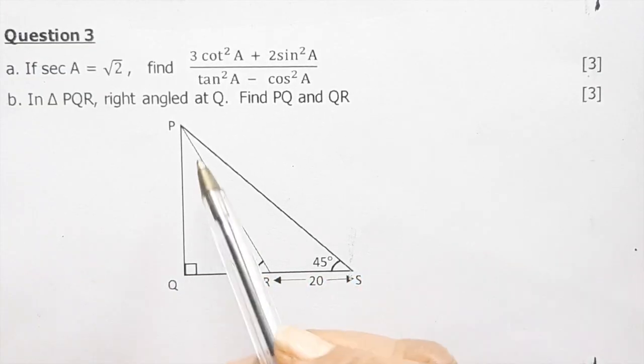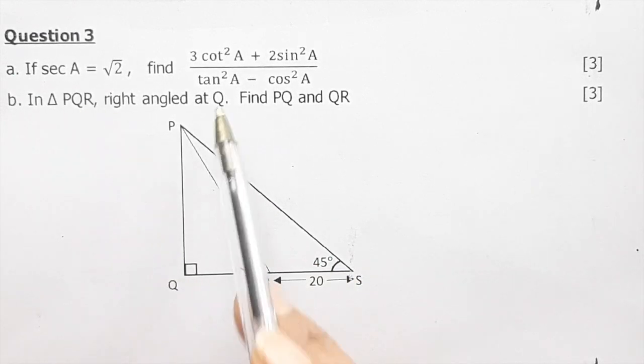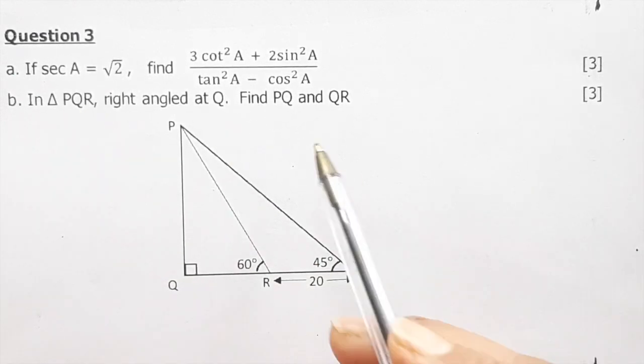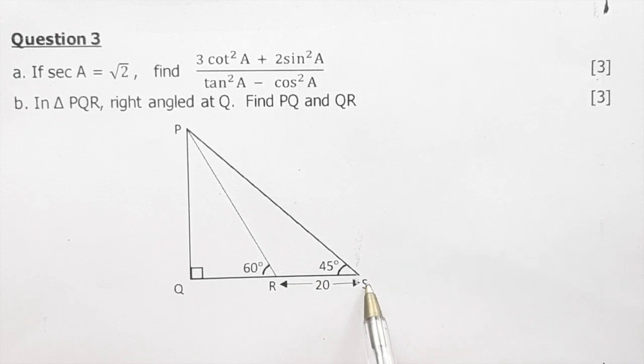In our 3B, we have been given the diagram, and in PQR, it is right angled at Q, and find PQ and QR, where RS is given as 20.